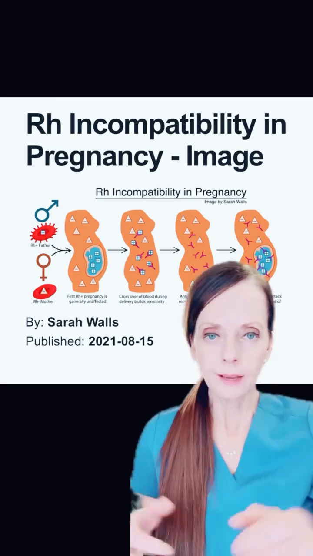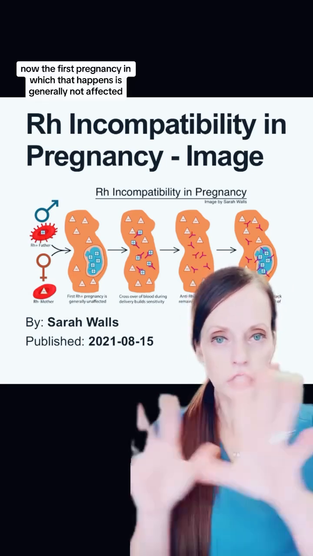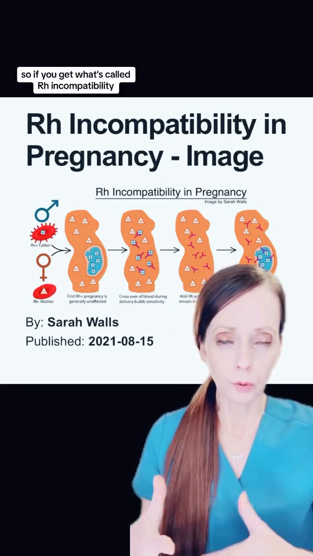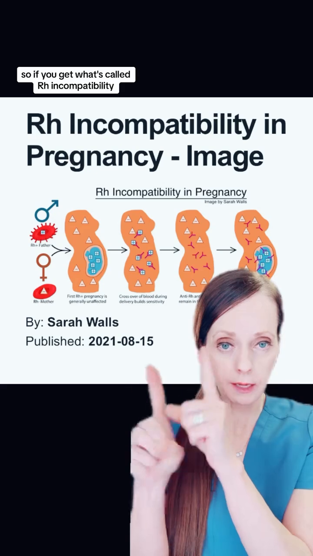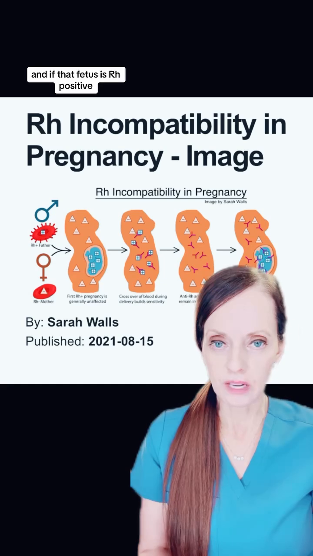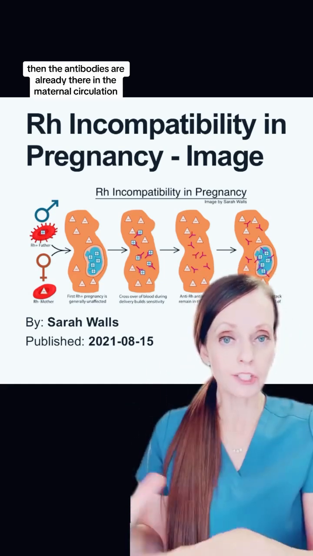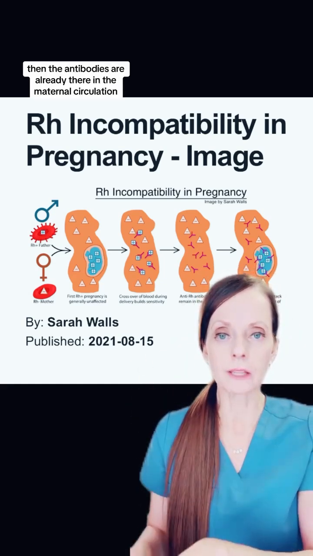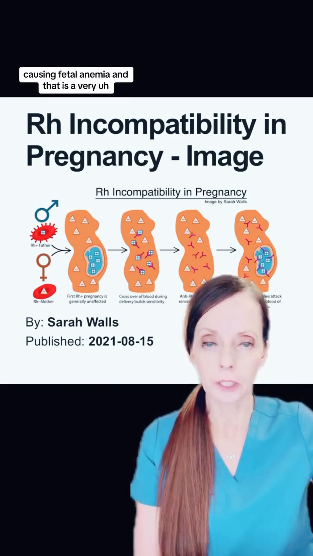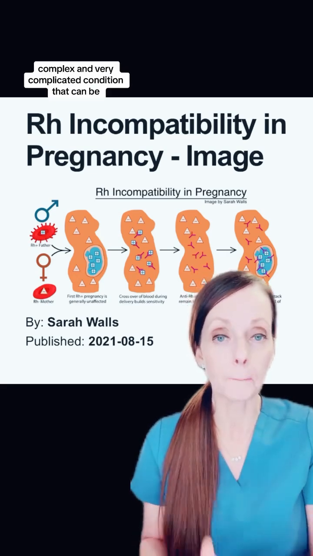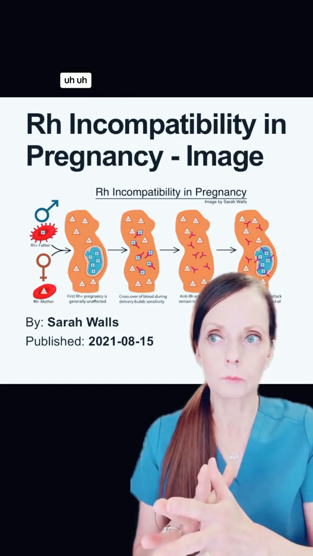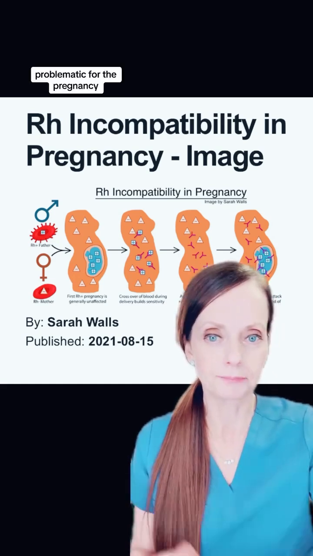Now, the first pregnancy in which that happens is generally not affected. It's the subsequent pregnancies that can be affected. So if you get what's called Rh incompatibility in that first pregnancy, when the patient gets pregnant again, and if that fetus is Rh positive, then the antibodies are already there in the maternal circulation and they can attack those red blood cells that are Rh positive in the fetus, causing fetal anemia. And that is a very complex and very complicated condition that can be very problematic for the pregnancy.